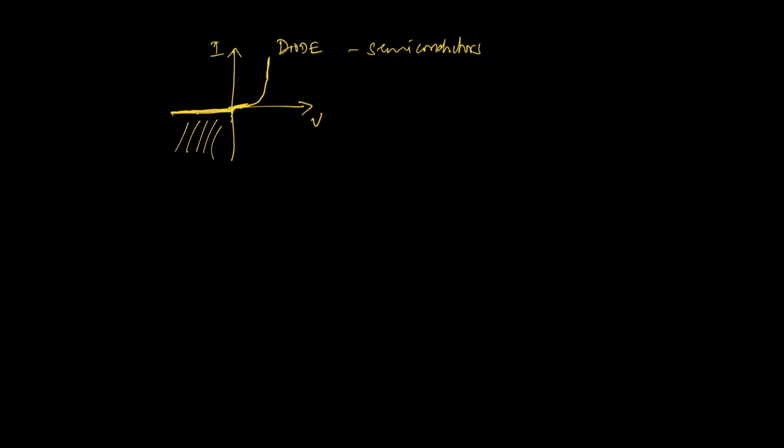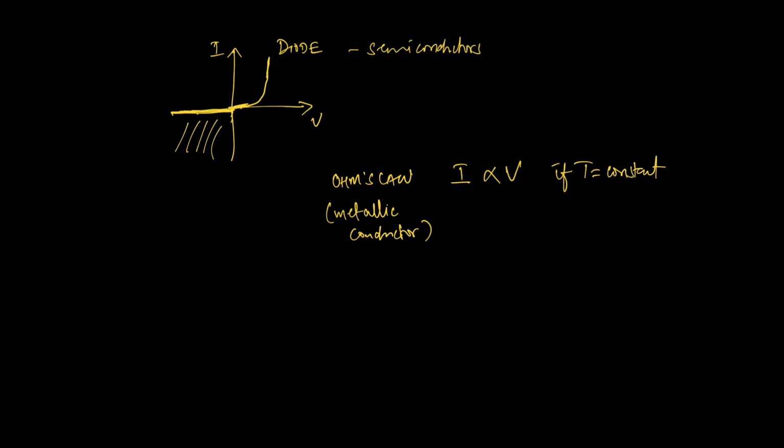The special case that you have of metal conduction, we call that Ohm's law. Ohm's law basically says, and I'll say this explicitly, that Ohm's law is for metallic conductors. The current that's passing through a metallic conductor is proportional to the potential difference across the conductor, if temperature is constant. Diodes, as you can see, do not obey Ohm's law.